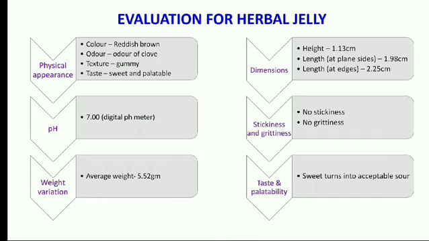These are the evaluations performed for our herbal jelly. Physical appearance: color is reddish, odor is odor of clove, texture is gummy, taste is sweet and palatable. pH found is 7 in digital pH meter. Average weight found is 5.52 gram. Dimensions are height 1.13 centimeter. Length at the plain side is 1.98 centimeter and length at the edges is 2.25 centimeter. There is no stickiness and grittiness and the sweet turns into acceptable sour after some time.